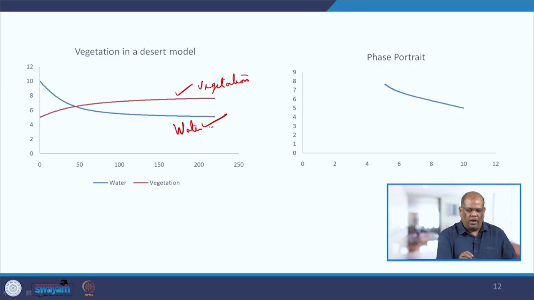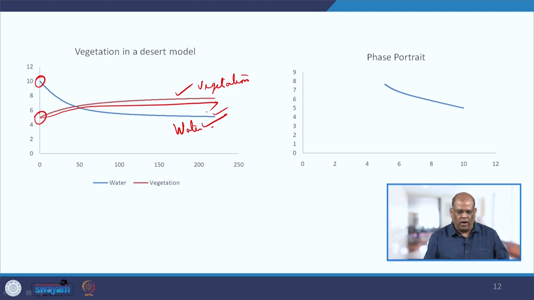What you see is that initially the water has a high level, but as it is used by the vegetation, it goes down but reaches a steady value. And initially when the vegetation was not getting much water, it was at a lower level, but once it starts getting water, it grows and comes to some steady value, which is sort of expected in a desert.